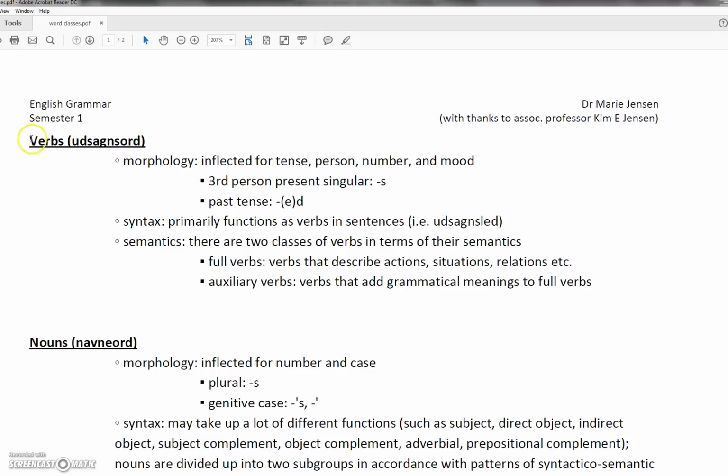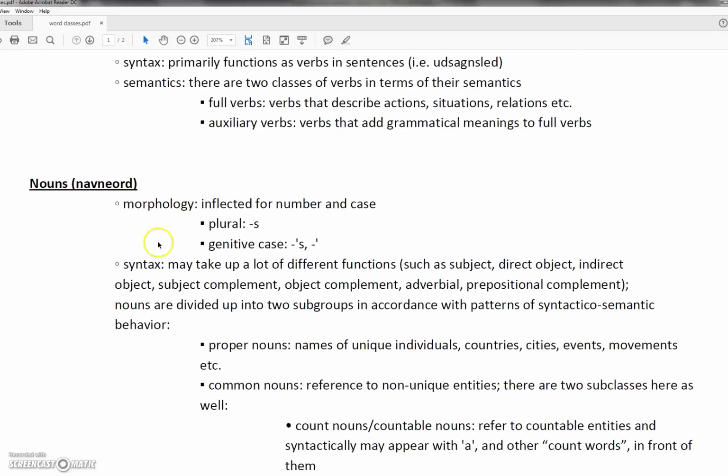But basically you can see here that if we look at verbs, they're called udsagnsord, and we can see a couple of keywords just about their morphology, all right, the fact that we can inflect verbs for tense, person, number, and mood, all right, and if we do that, it's important, for instance, to keep in mind that the third person singular present tense morpheme is the S morpheme, so that is he drinks. We can also see something about the syntax of verbs and also the semantics, all right? And then nouns, again, a bit about their morphology and their syntax and so on.